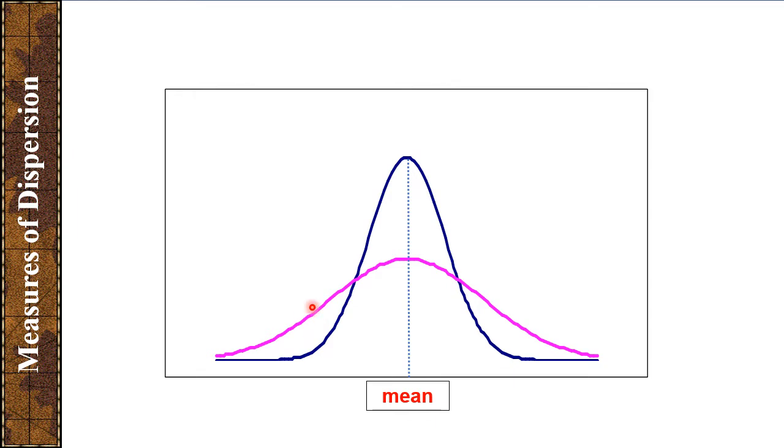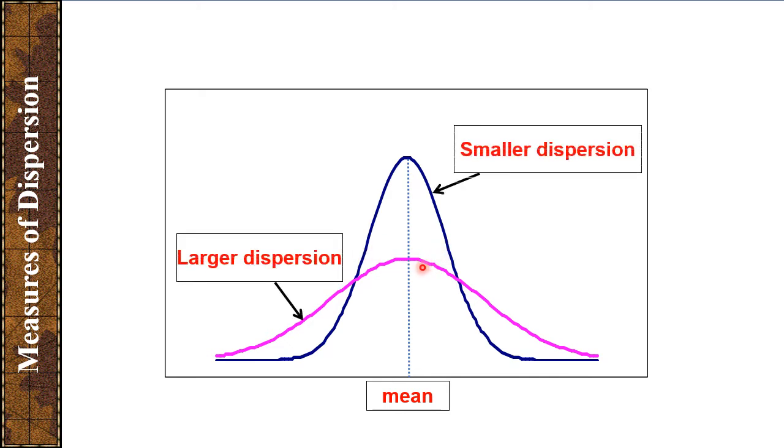Right, so this is the mean, as you can see, in different colors. The blue color has a high value of the mean, but the dispersion is less compared to the magenta color here. The magenta is more spread or more dispersed. So in other words, it will be less consistent.